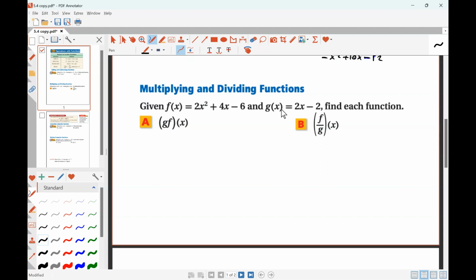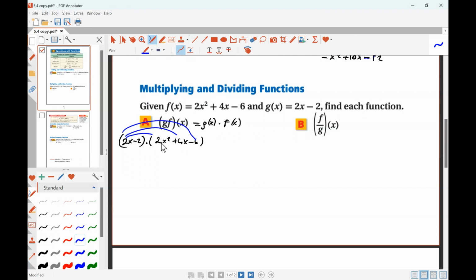Take function g, which is 2x minus 2, multiply it by function f, because when you expand this, it's gonna be g of x multiplied by f of x. You multiply them separately. So g times f, which is 2x squared plus 4x minus 6. It's gonna take time to solve this. Remember, when you distribute, every single term of the first factor by every single term in the second factor.